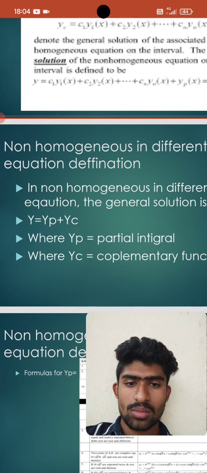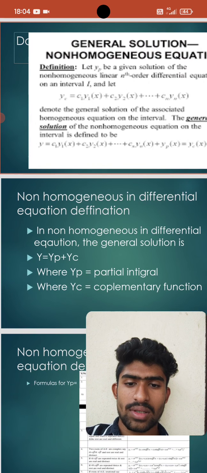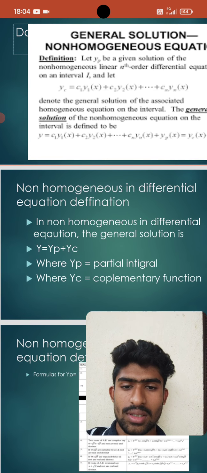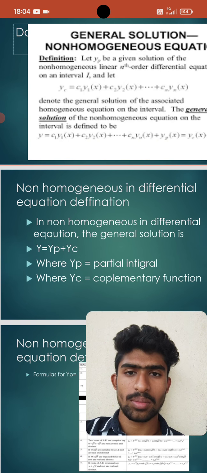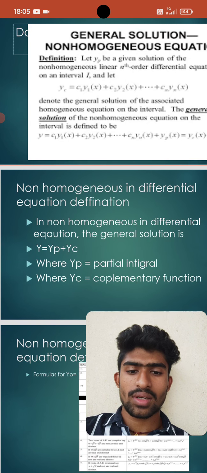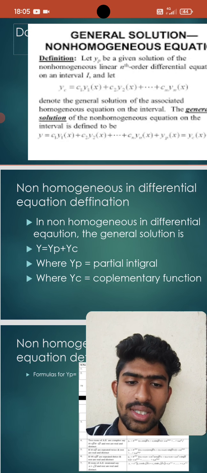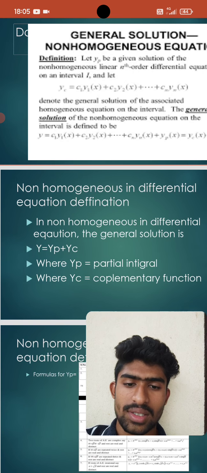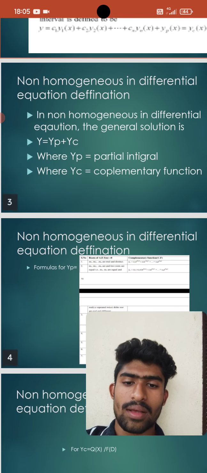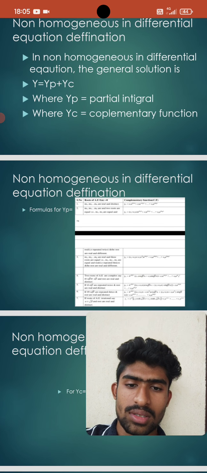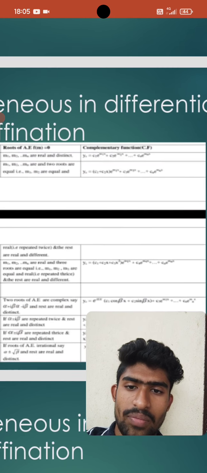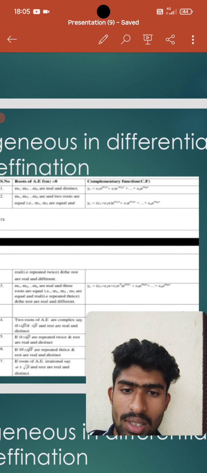Definition: in a non-homogeneous differential equation, the general solution is y equals yp plus yc, where yp is the particular integral and yc is the complementary function. The main formulas for yc depend on the roots; first, where the roots are real and distinct.